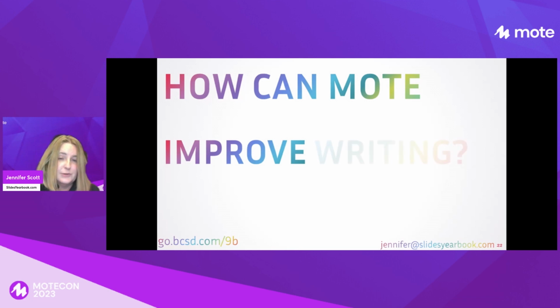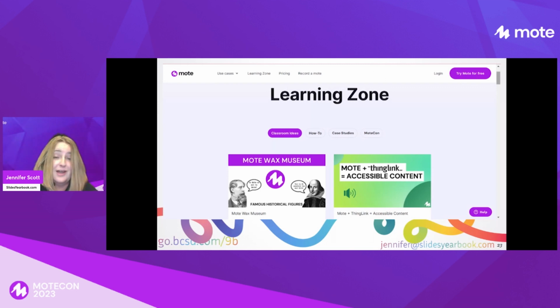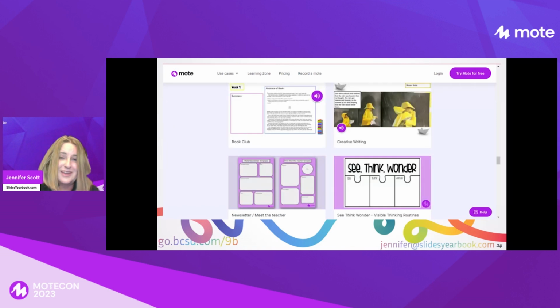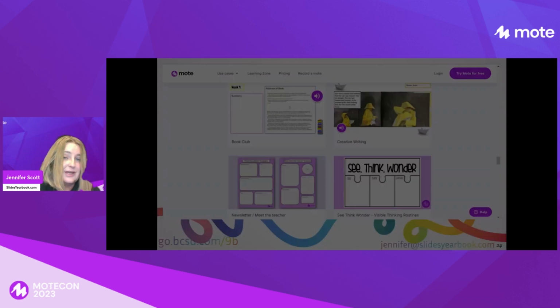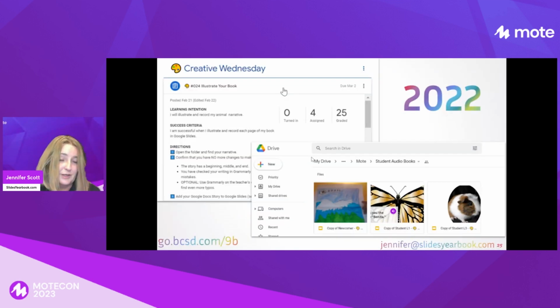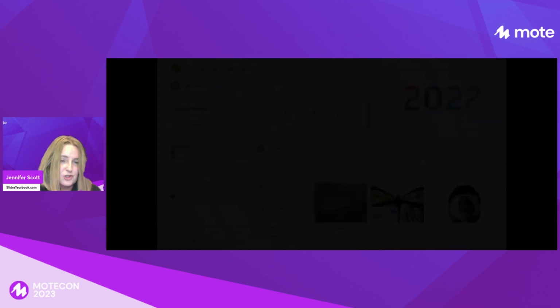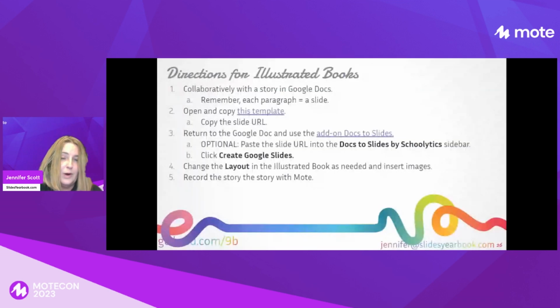Now, how can I use Mote to improve writing? In past years, I've actually demonstrated how to go to the Learning Zone, which is an excellent resource. Thank you, Mote. And using these resources like creative writing, if you go to the link, which is go.bcsd.com/9b, what you're going to see is these directions. And what I like to do is I provided a template for you. And there is a beautiful add-on by Alice Keeler called Docs to Slides.